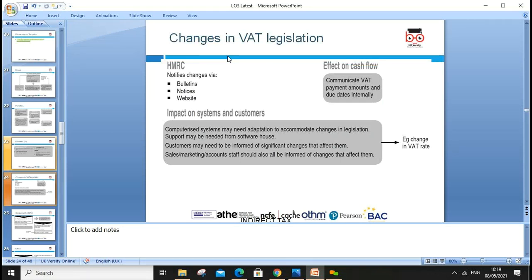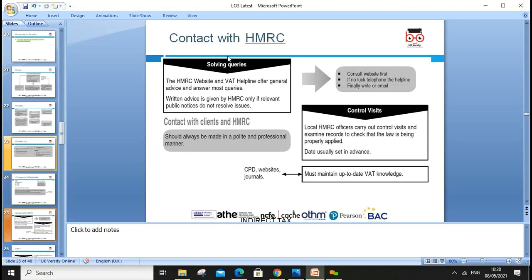Okay, there are changes in HMRC VAT legislation and notices, due to COVID-19 and payments. HMRC delayed things, so we can look around. There is an impact on systems and customers, and of course your cash flow. HMRC is always reviewing these arrangements, so contact HMRC if you have any problem. Clients should always be dealt with in a polite and professional manner. In a control visit, local HMRC officers carry out the visit and examine the records to check whether the law is being properly applied or not.